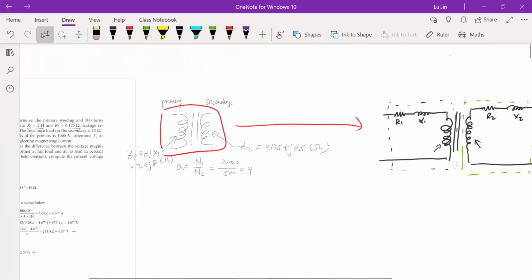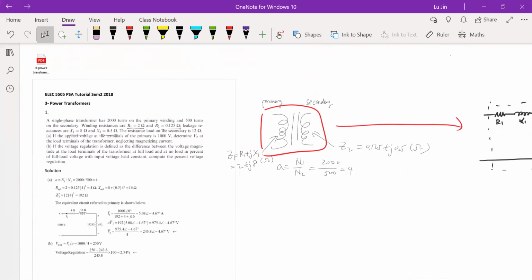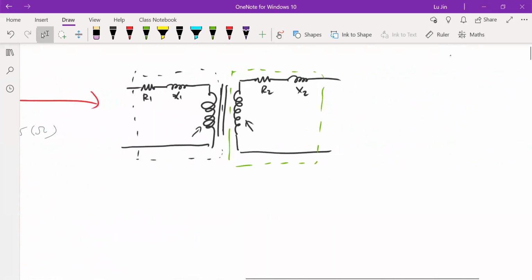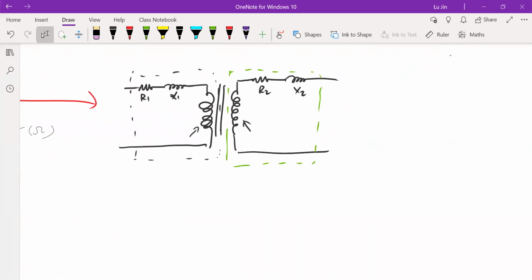One more thing is the resistance load on the secondary side is 12 ohms. That means at the secondary side, we have one load. This load is a resistor. Its value is 12 ohms. So maybe you call that R load.